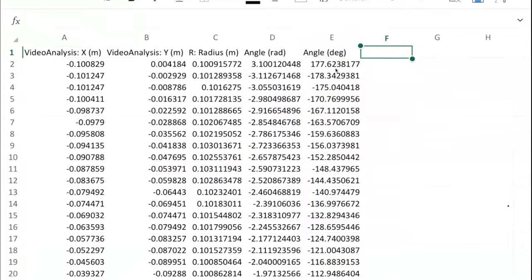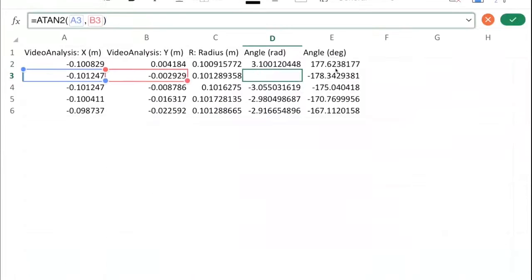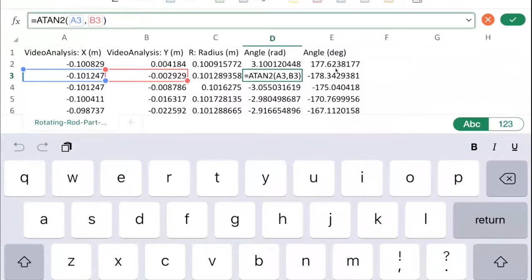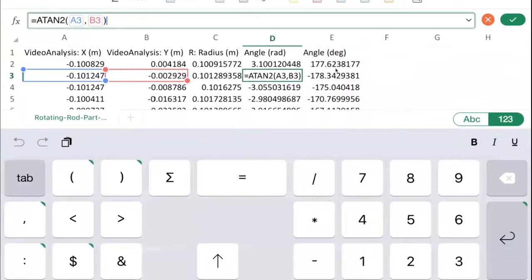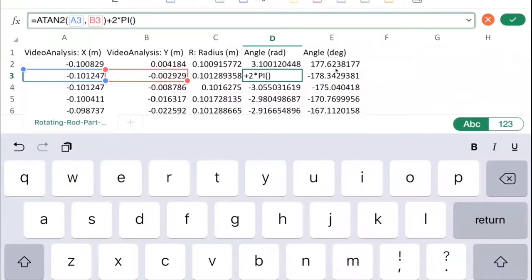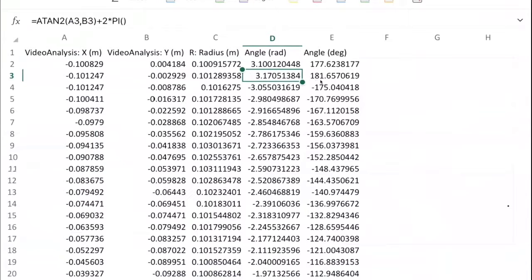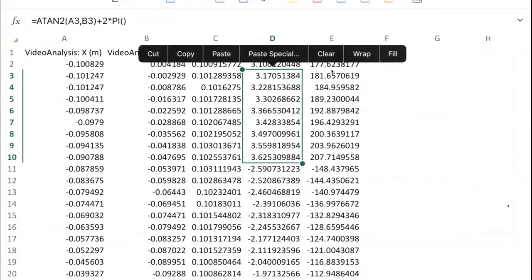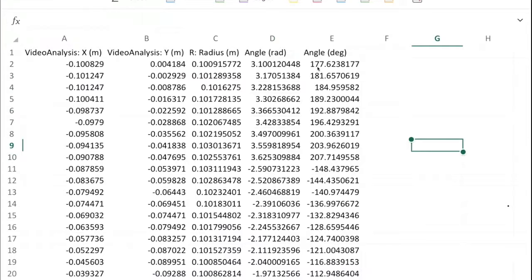Okay. And I'm going to go into my angle, my radian measure here. So I'm going to go right here, right next to this radian measure, and I'm going to add 2 times pi. And there's the pi. Okay. So you'll see that this changes the angle right here to like 181.